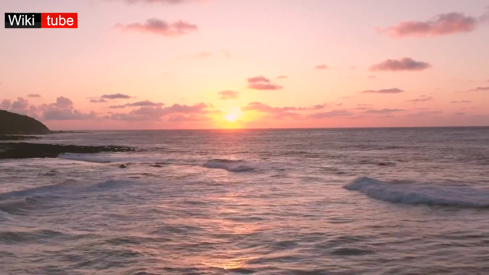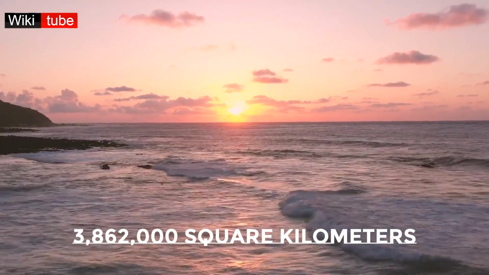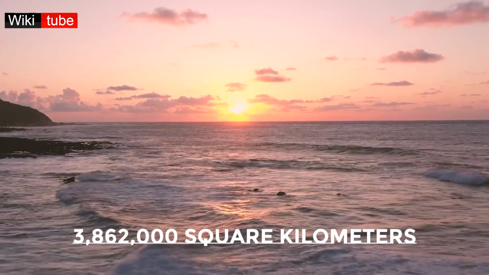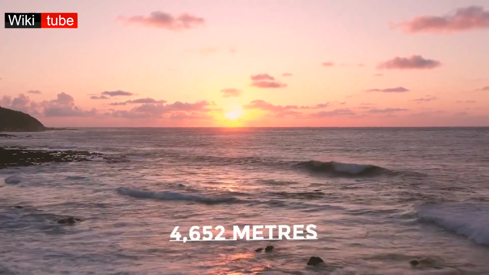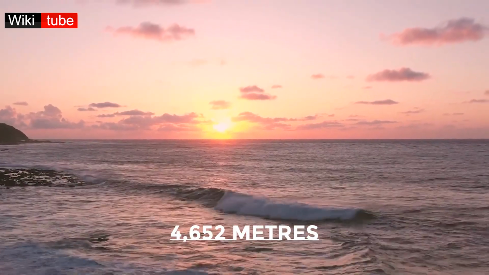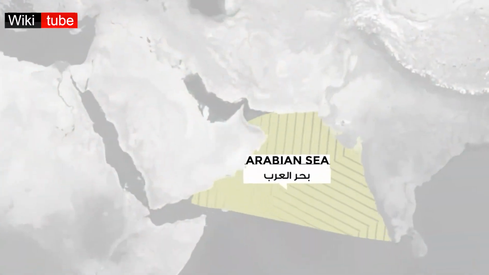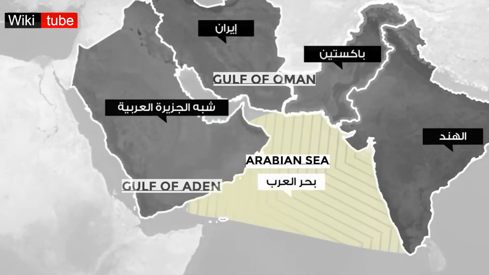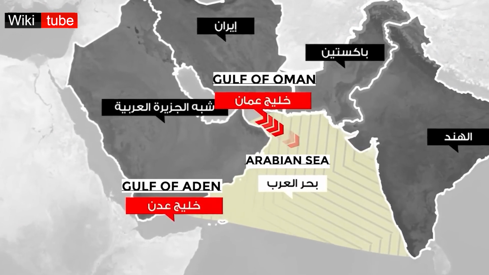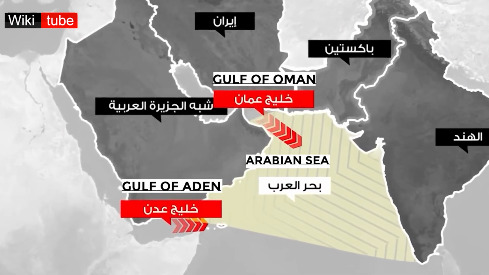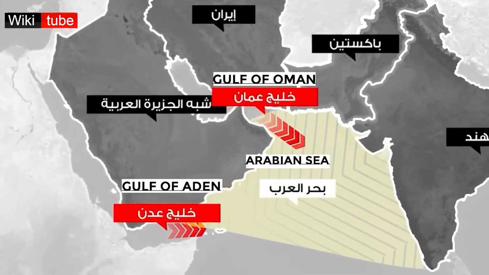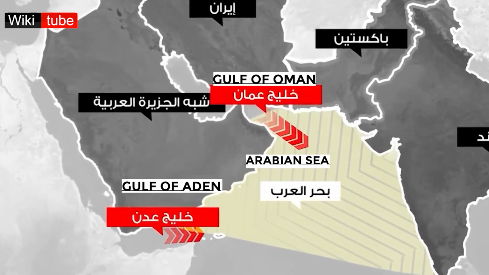Its area is more than 3 million square kilometers, and its maximum depth is 4,652 meters. It is connected to the Red Sea by the Gulf of Aden from the west through the Bab al-Mandab Strait, and it's connected to the Arabian Gulf by the Gulf of Oman in the northwest.